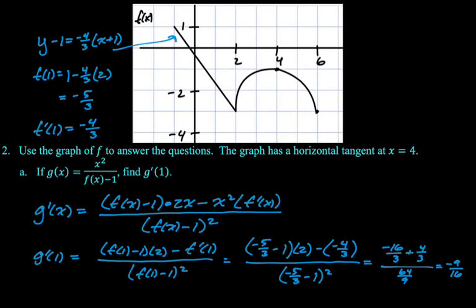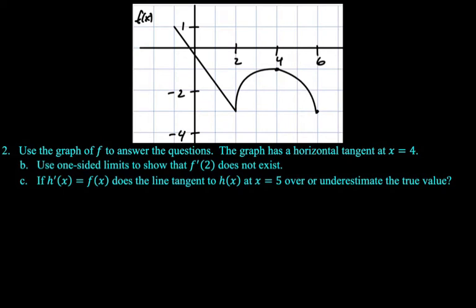Pretty good problem. Let's look at the next part. B, use one-sided limits to show that f prime of 2 does not exist.